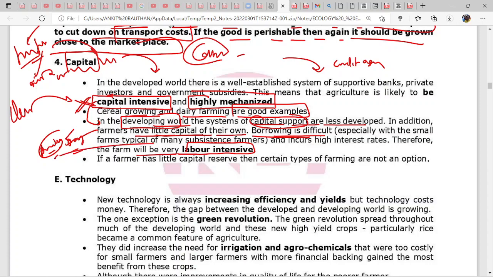So second, if you talk about the developing world, we will talk about labor intensive. So for capital, when you talk about physical factors and you put a capital heading, then you have to talk about how developed countries are capital intensive and developing countries are labor intensive.